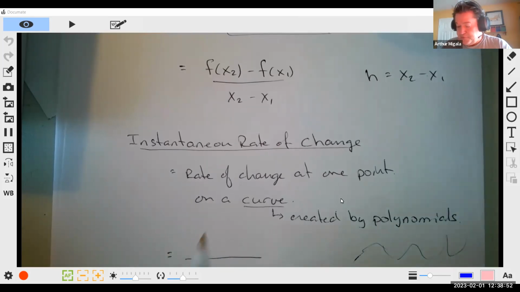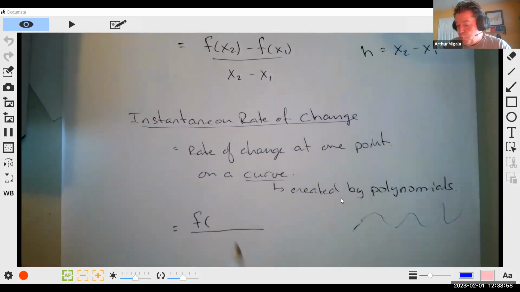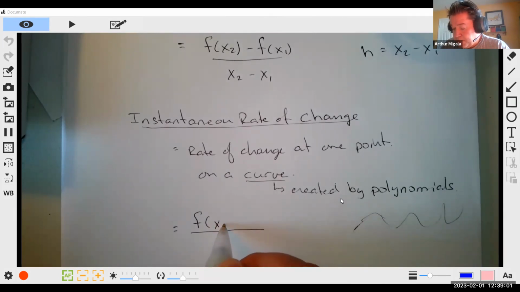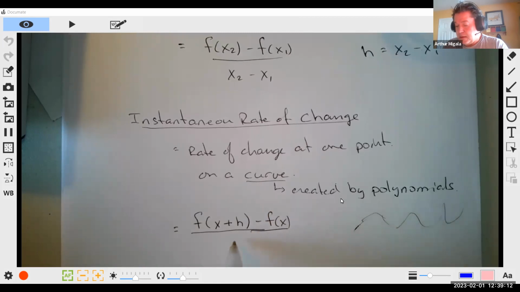For the instantaneous rate of change, we have to relate to 1 point, and how far the second point is from that first point. So that's what we're looking at here. And as h goes to 0, we get to that single point. So that is, in a nutshell, what we talked about the other day.